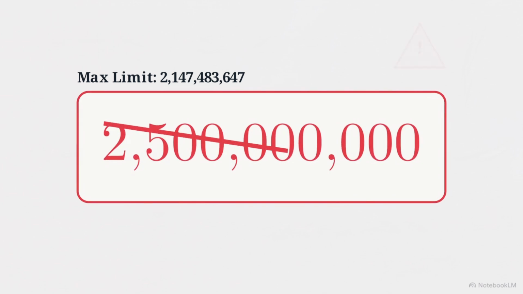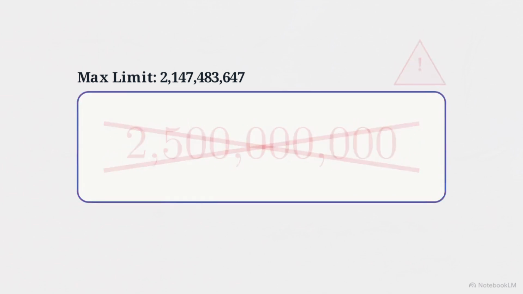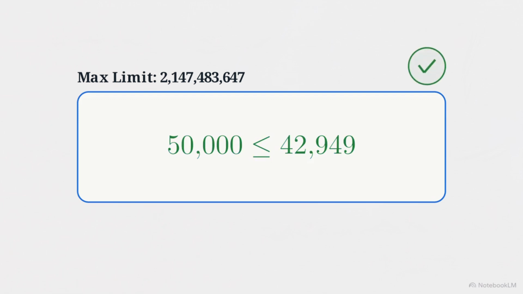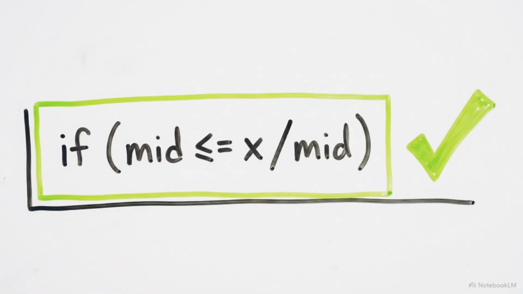Here is a diagram showing the integer limit trap. If we test our condition by multiplying mid times mid, testing a large number like 50,000 will quickly exceed the maximum integer limit and cause an overflow error. We fix this by dividing x by mid instead of multiplying mid by itself. The resulting number stays small and fits safely within the system limits. Using division ensures our boundary checks are mathematically accurate, allowing the algorithm to run without crashing.